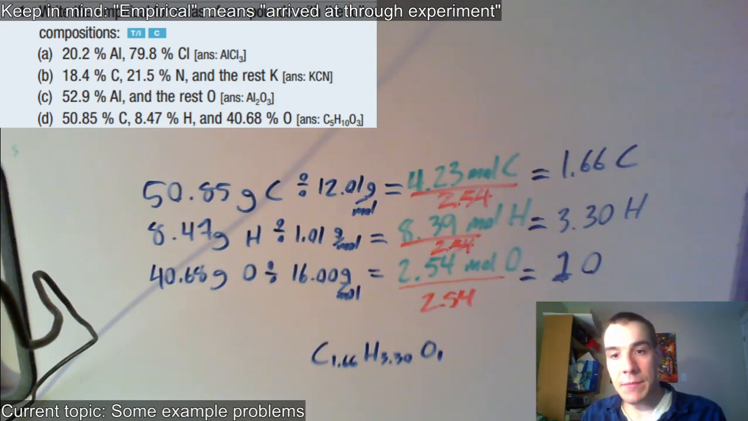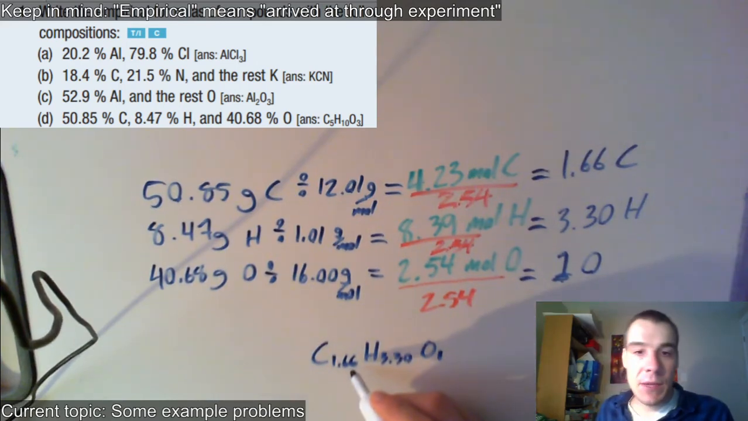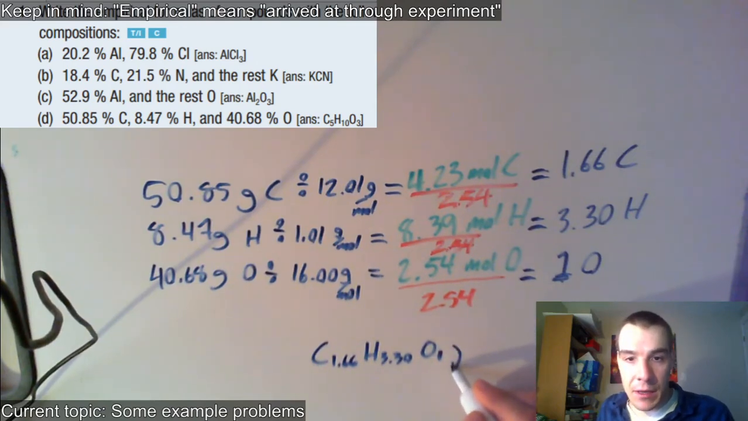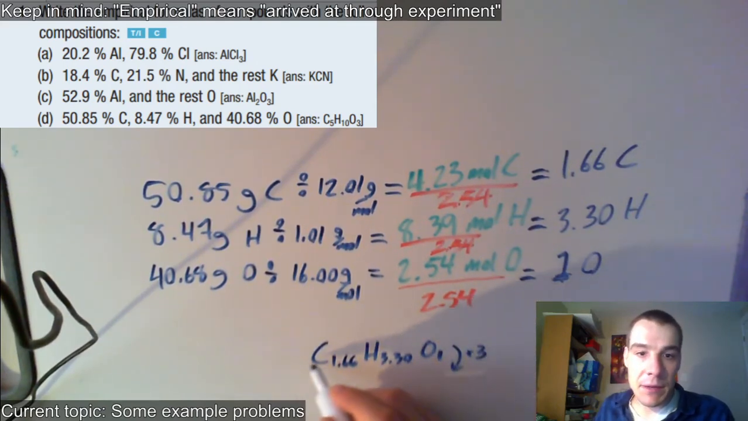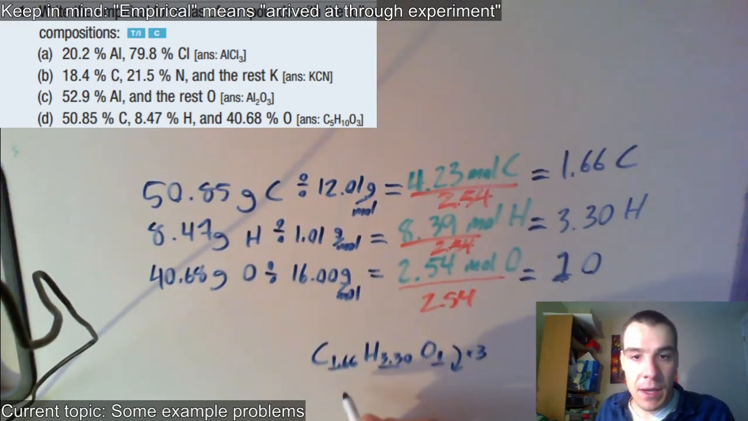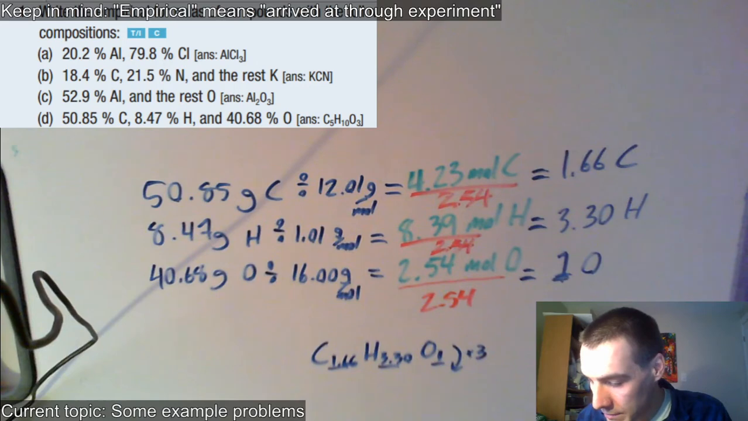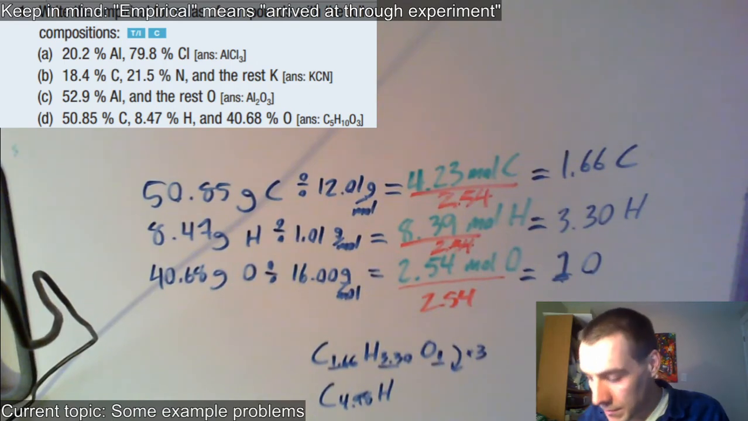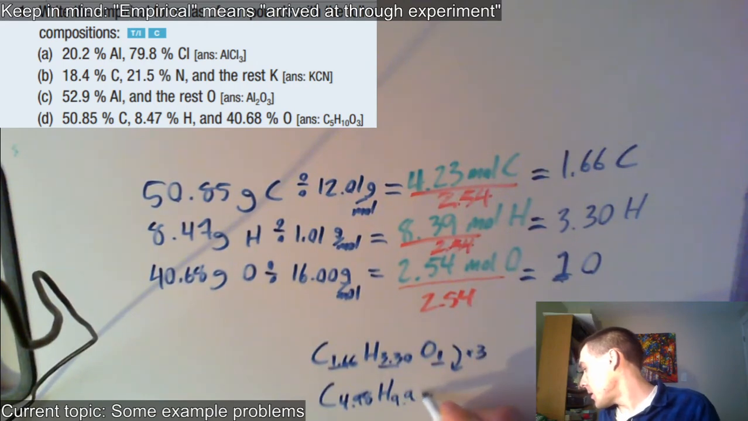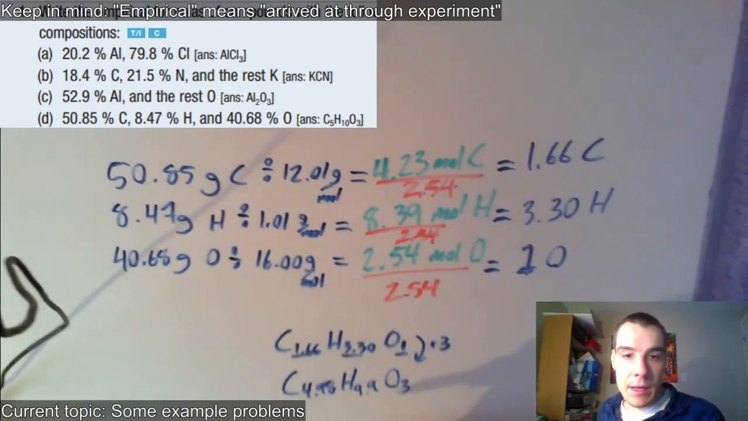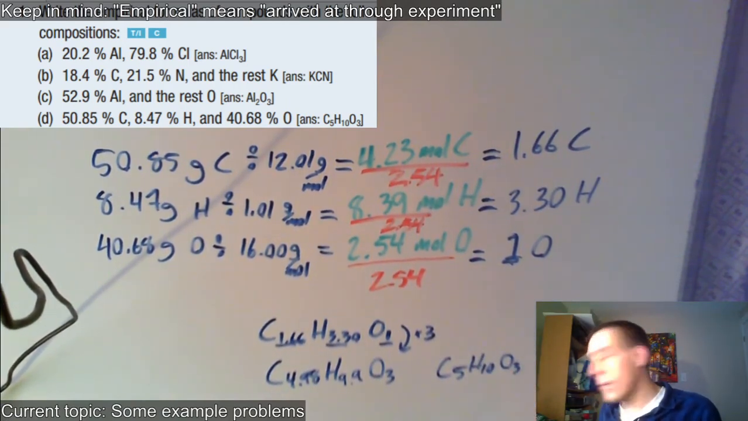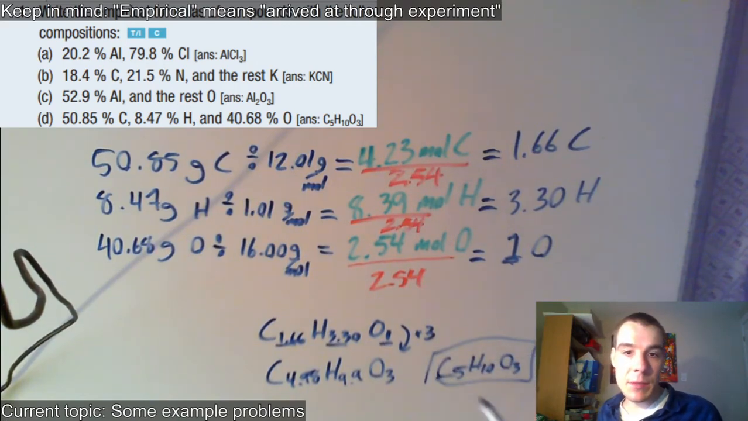And you've got to think about what you're going to multiply it by to make it a nice round number. Looks like 3 will work because I know that 0.66 is about 2/3 and 0.3 is about 1/3. So if I multiply everything by 3, all of them by 3, I end up with 1.66 times 3 is carbon 4.98, hydrogen 3.30 times 3, 9.9, and oxygen 3. And that's pretty close, right? 5, 10, and 3, so C5H10O3 is what we suggest as our empirical formula.